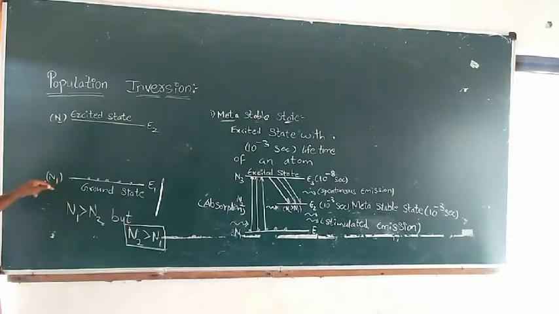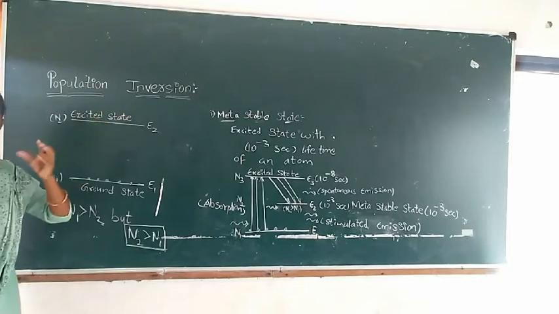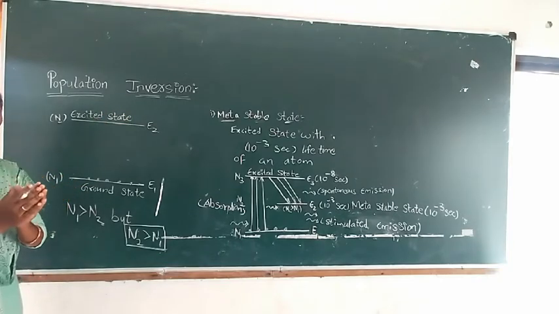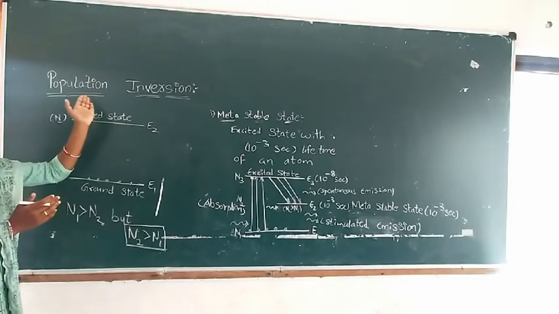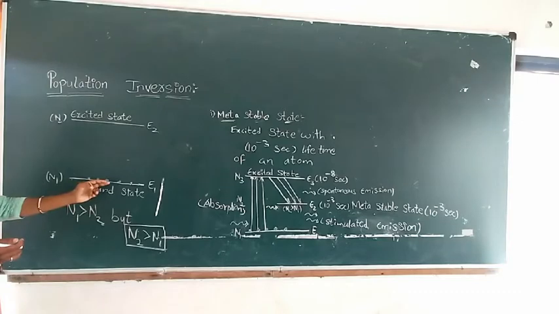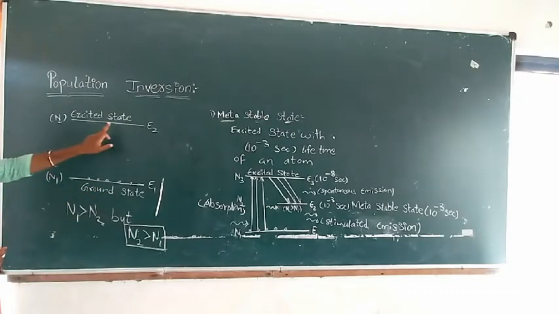Let N1 be the population in the ground state and N2 be the population in the excited state. What is the population here? The number of atoms or the number of particles. Here it is the population of the laser system. So we have two energy levels: the ground state with population N1 and the excited state with population N2.